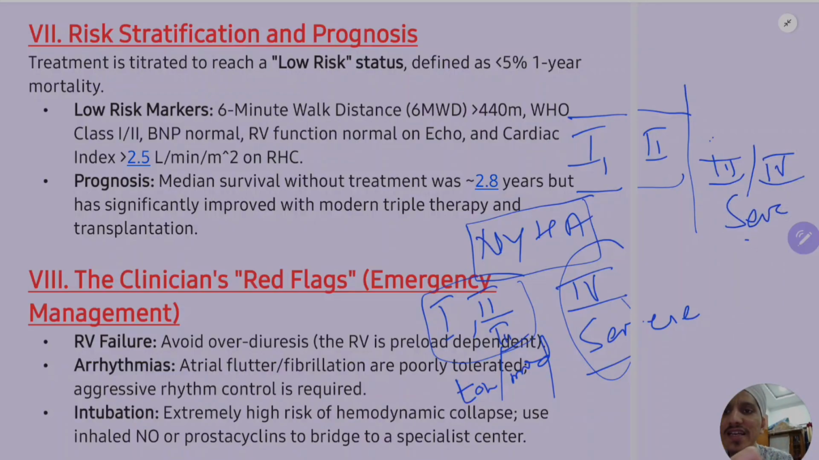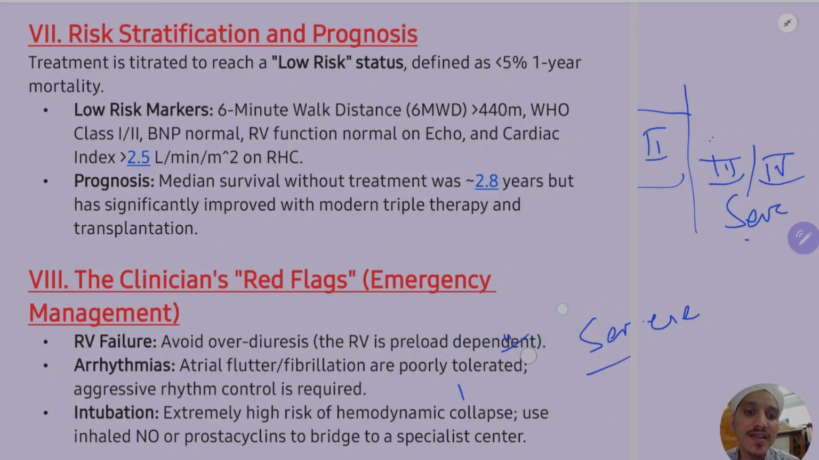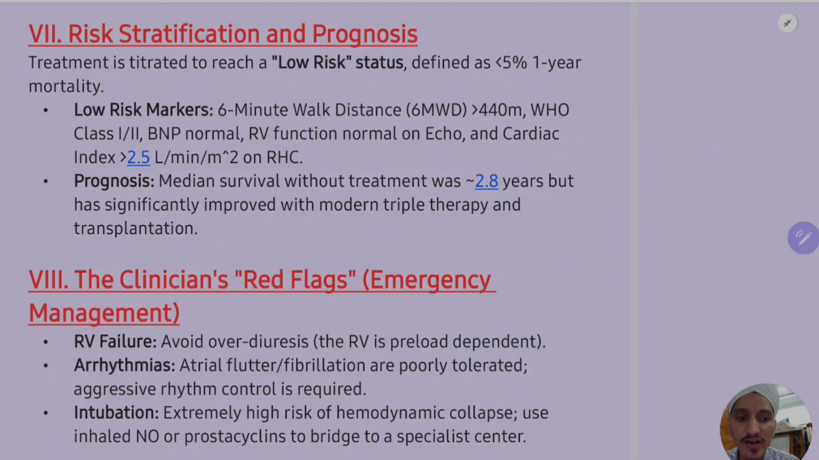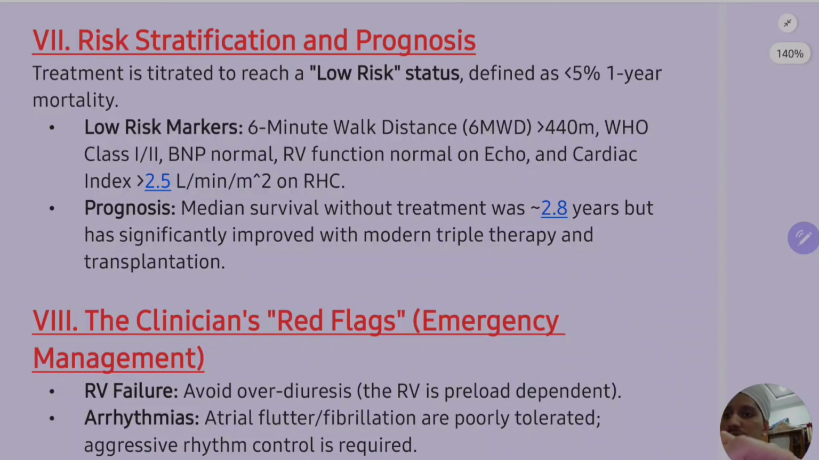Okay, so this is an easy method to stratify, but there are some other markers which we can use to stratify these risks, because according to that we will plan the therapy, dual therapy or triple therapy. Okay, so risk stratification prognosis. Treatment is titrated to reach a low risk status. This is also important. So first you will start the treatment according to the risk. Again, what will be the goal?